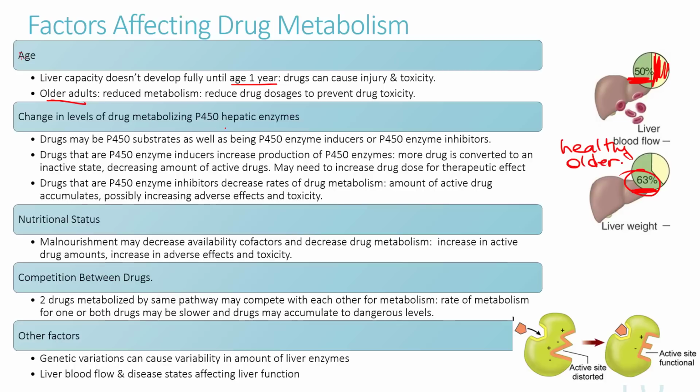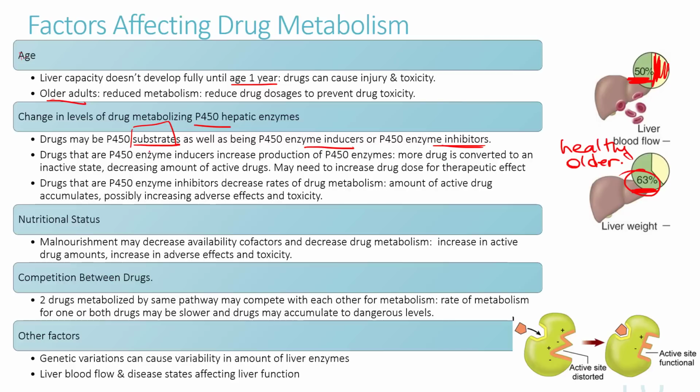Now, I said before that there's a bunch of enzymes in the liver called the P450 system. Drugs can be metabolized by the P450 system, in which case it's a substrate for the P450 system. Or a drug can lead to the production of more enzymes. Drugs that lead to the production of more P450 enzymes are called enzyme inducers, and drugs that are able to inhibit the production of the P450 enzymes are called enzyme inhibitors.